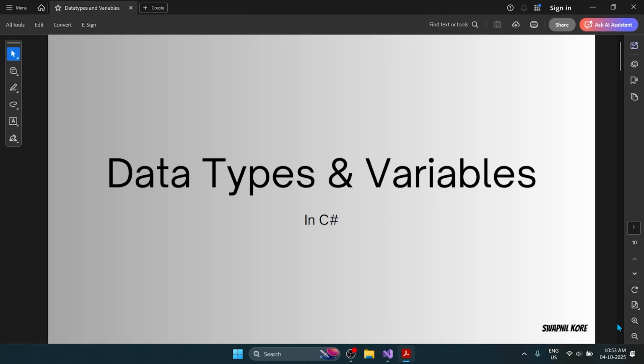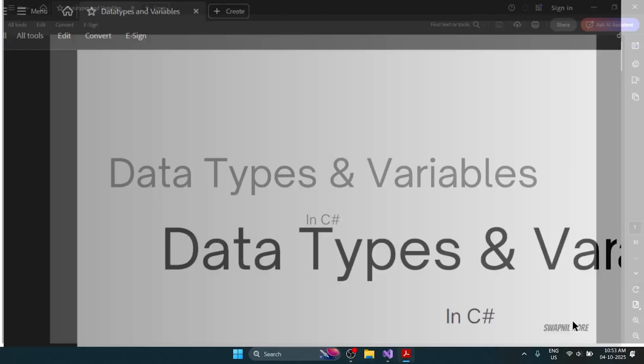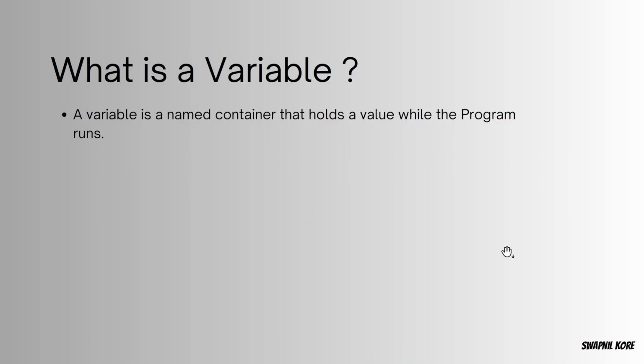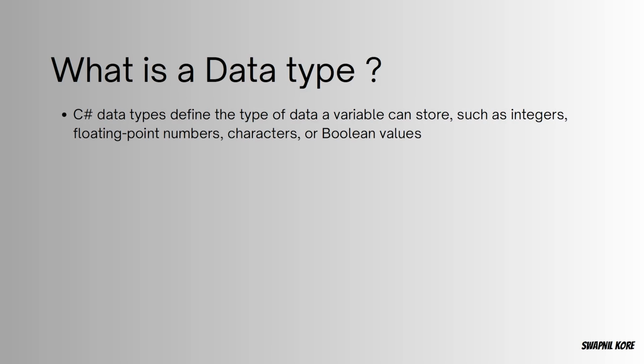Yeah, here let me maximize it. So first, what is a variable? A variable is a named container that holds a value while the program runs. I'll explain about variable and data types with live examples in Visual Studio. Next, moving on to what a data type is. In C#, data types define the type of data a variable can store, such as integers, floating point numbers, characters, strings, boolean values, etc. Now let's move on to Visual Studio, where I'll demonstrate what a variable and data type is.